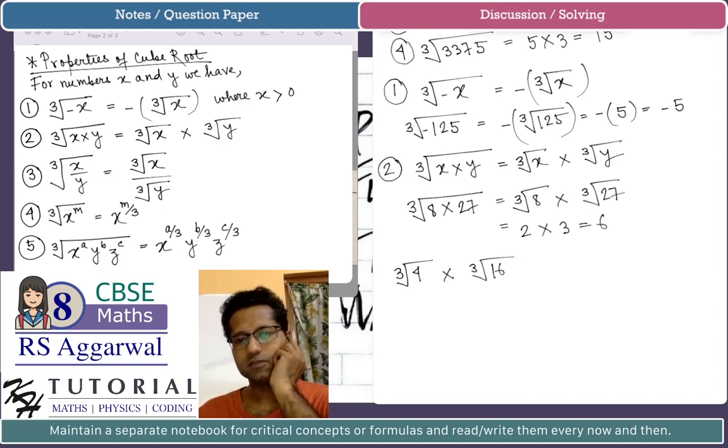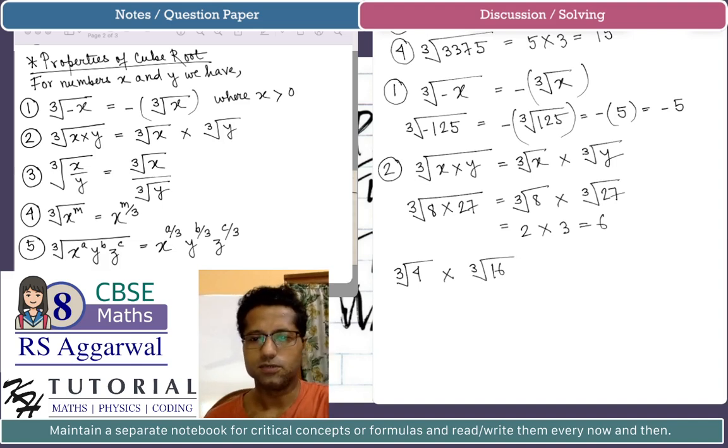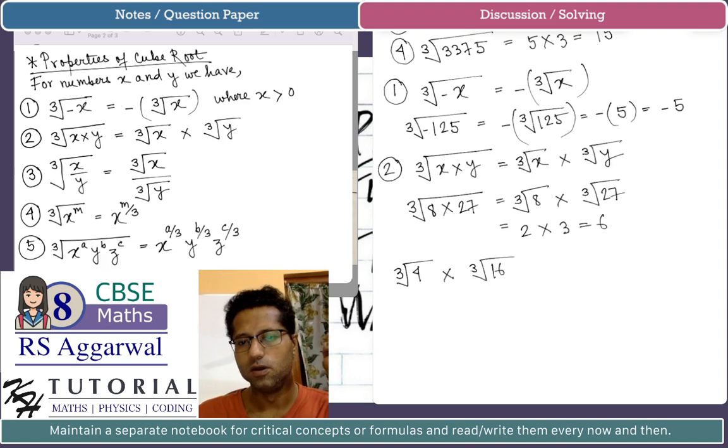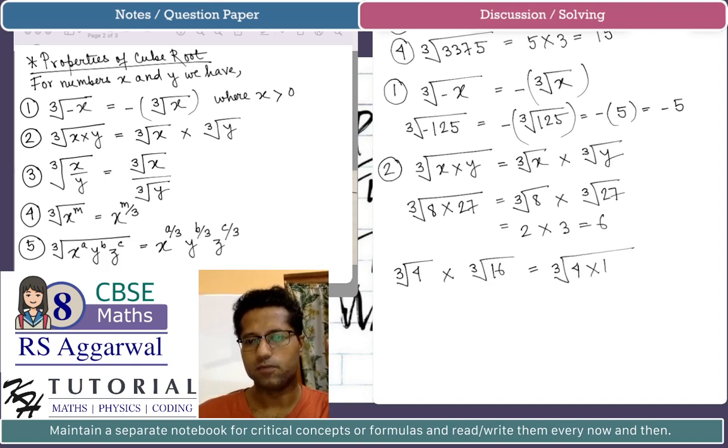If you are given this expression, we can see that 4 is not a perfect cube, 16 is also not a perfect cube. But we can see that 4 into 16 is 64, which is a perfect cube. So we would like to express this as cube root of 4 into 16 using property 2. Now this becomes cube root of 64, which we know is equal to 4.